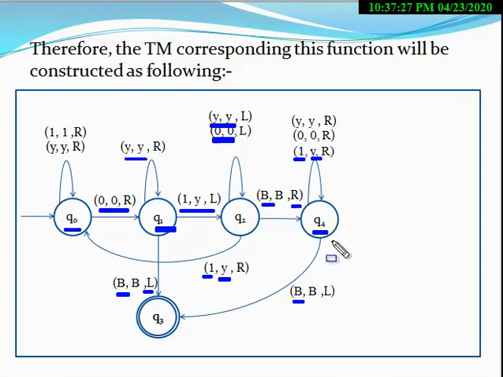As soon as the blank symbol appears at the state q4, the machine goes to the final state, right? And also the head of the machine moves in the left direction. So this is the complete Turing machine corresponding to the proper subtraction function, right? Clearly, making a Turing machine corresponding to this function is a difficult problem. So now let us come to the next example.